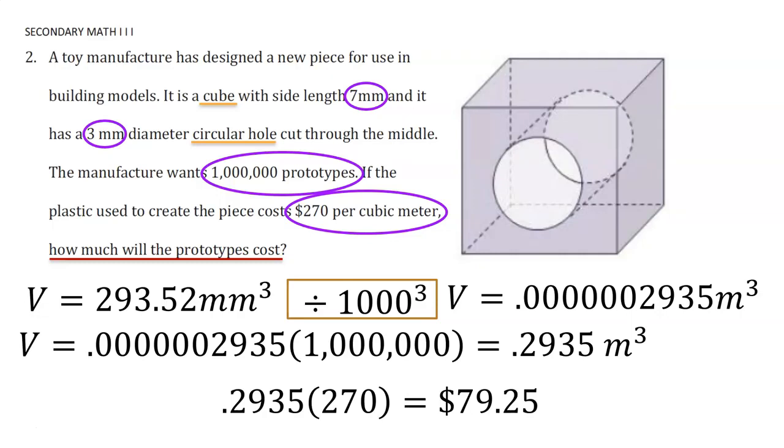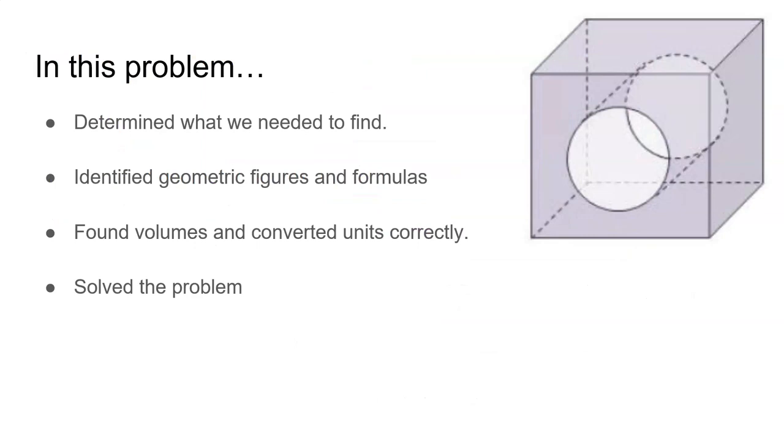This cost is $79.25. In this problem, we started by reading the problem carefully and determining what we needed to find. We then identified which geometric figures were involved and their formulas. We found the volumes and carefully converted the units. Then finally, we were able to solve the problem.